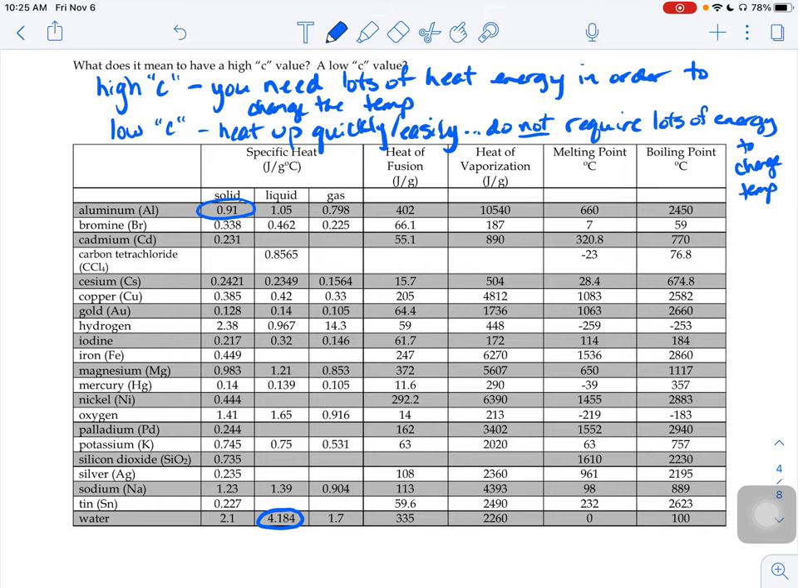So in other words, you just barely put in any heat energy at all. You put in like one food coloring drop and it goes from light pink to dark red in 1 second flat, right? Heats up quickly and easily. You don't have to work at it.